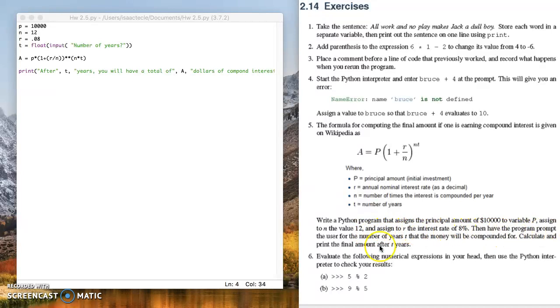Then have the program prompt the user for number of years t that the money will be compounded for. Calculate and print the final amount after t years.